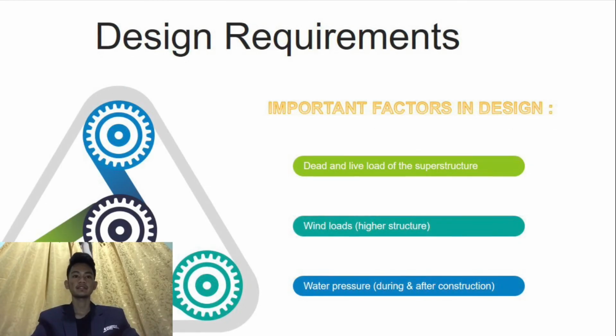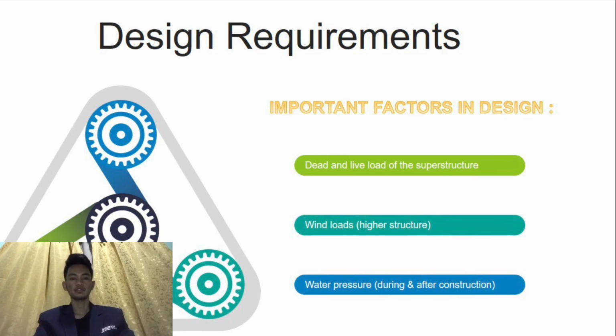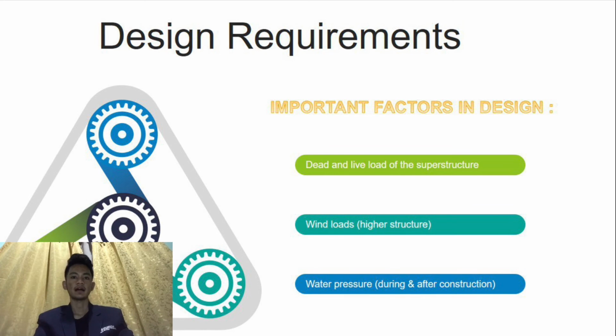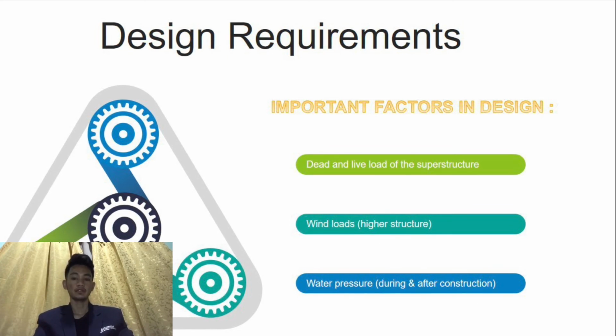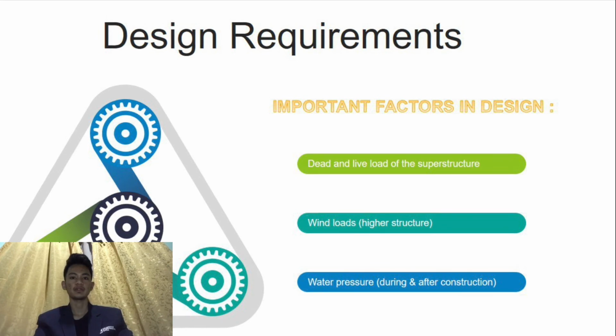Okay, next, design requirements. Important factors in design. There are three points. The first, dead and live load of the superstructure. The second, wind loads, higher structure. The third, water pressure, during and after construction. During construction, machines are difficult to move. It is necessary to protect against the entry of water by providing retaining walls.